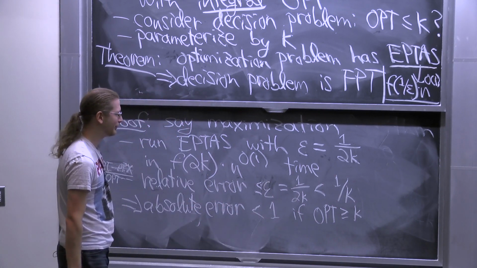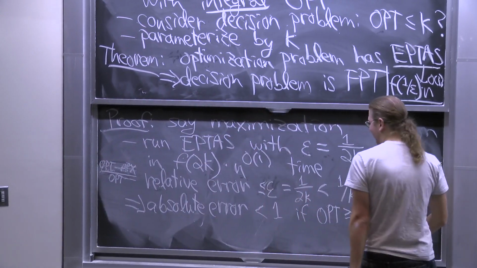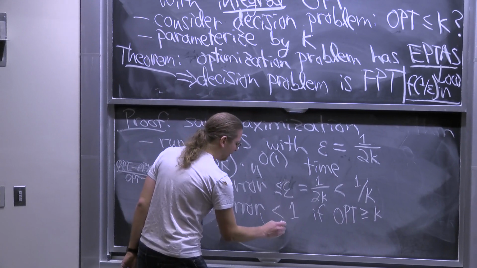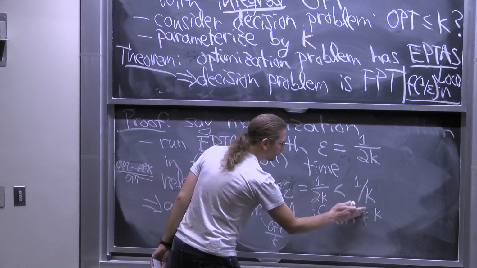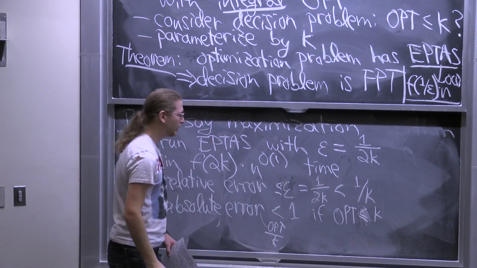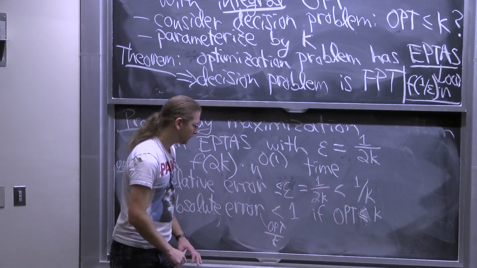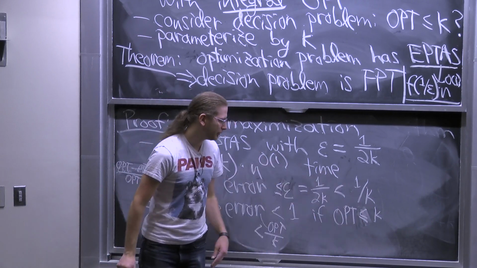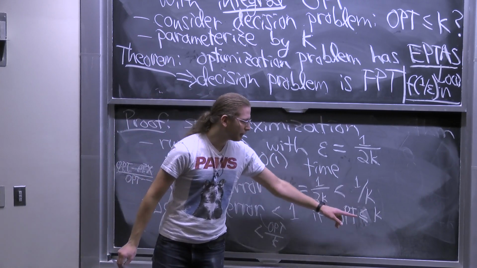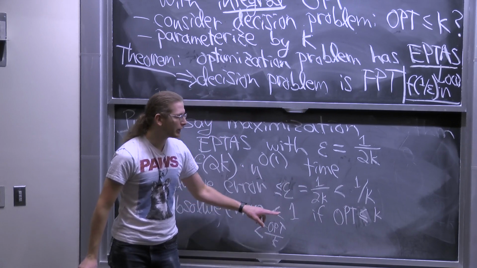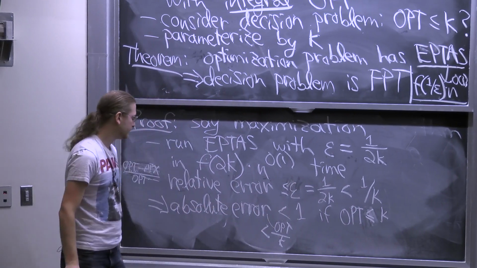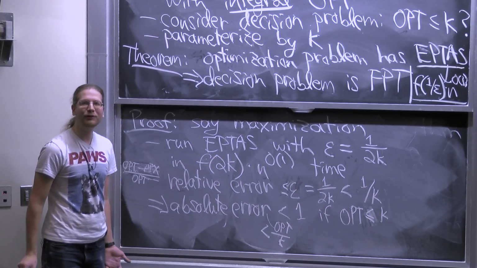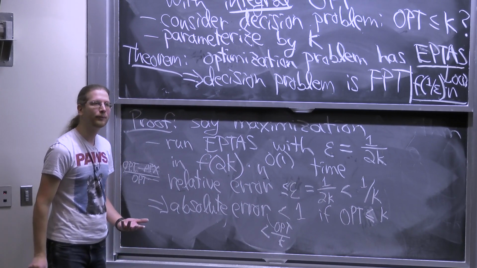Let's check. The relative error is actually opt divided by k. Whoops, I got it the wrong way around. Let's correct that in my notes. Okay, relative error is this thing. It's going to be strictly less than 1 over k, this thing times opt. So as long as opt is less than or equal to k, this thing will be strictly less than 1. That's good. Absolute error less than 1 for an integer means that we actually have the same value.